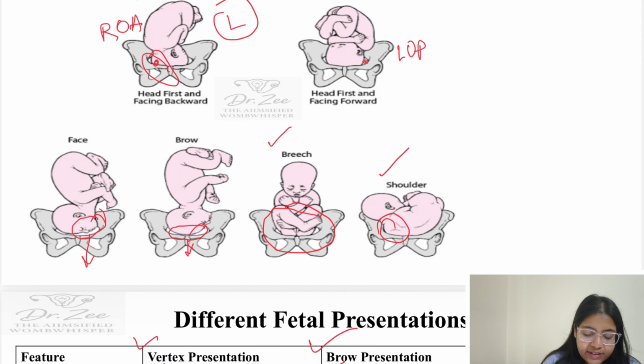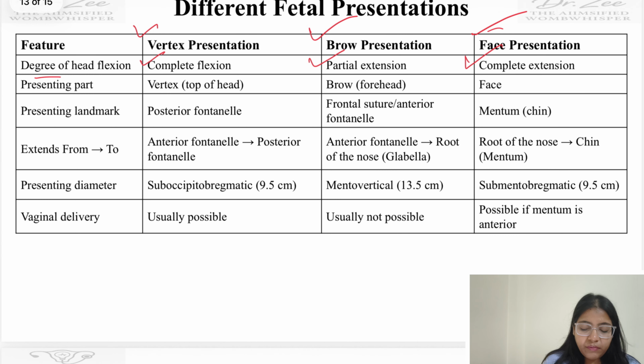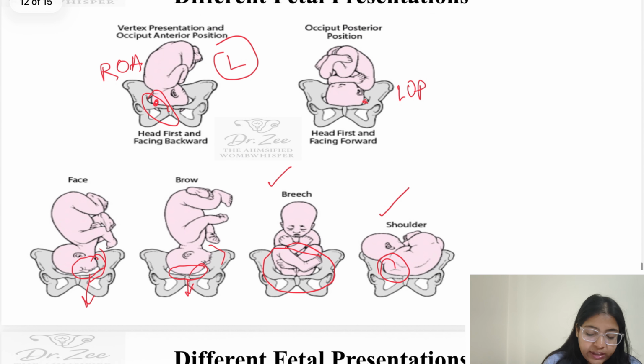In face the head is completely extended. In brow it is partial extension. And in vertex it is flexion, complete flexion. Okay. Obviously, the presenting part would be vertex, brow and face. And the presenting landmark. In vertex presentation, just look in the diagram.